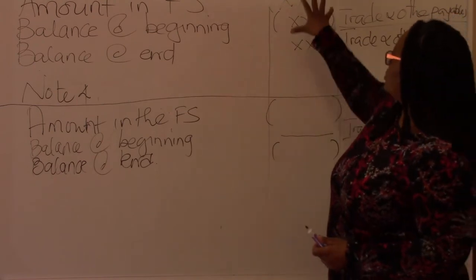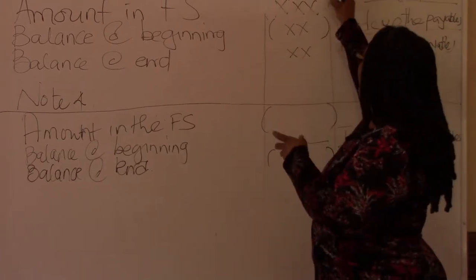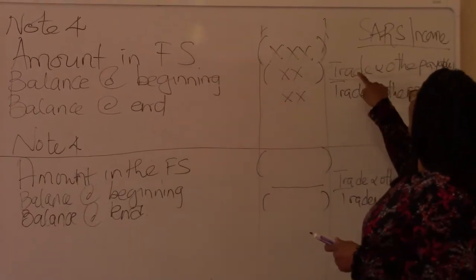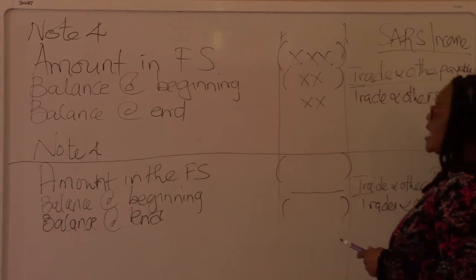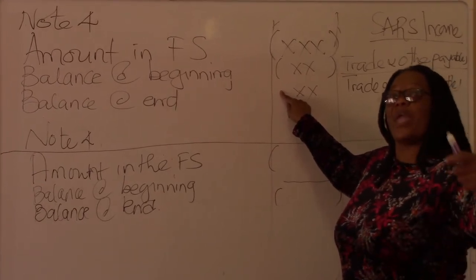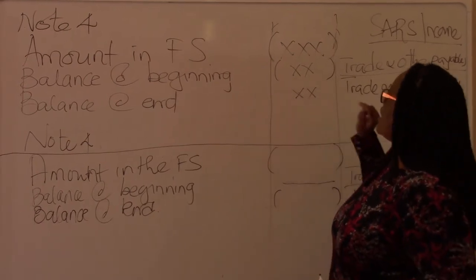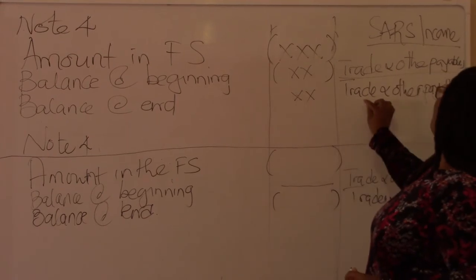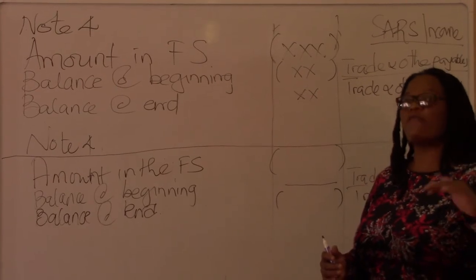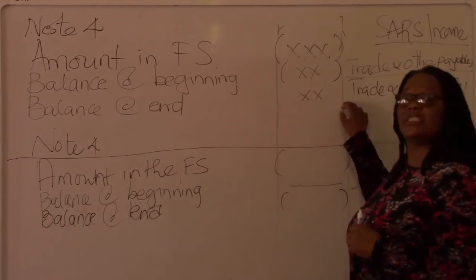All right, I'll explain that once again. Amount in the financial statement is always a negative. Balance at the beginning: if it appears under trade and other payables, that amount should appear in brackets because we are going to pay SARS that amount. We actually owe SARS. And then if the balance at end appears under trade and other payables, it means we owe SARS. If we owe SARS, it means that amount was not paid. So it should appear as a positive.